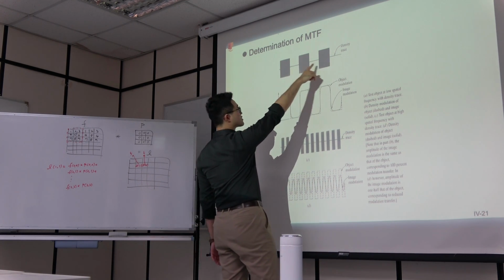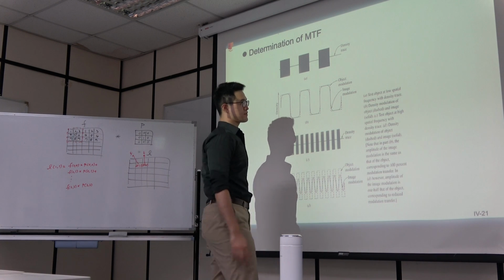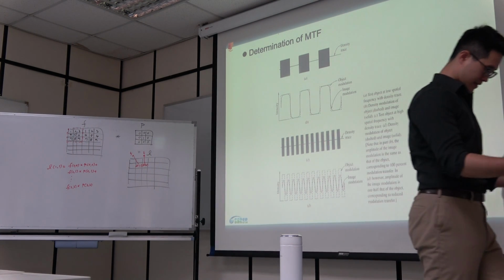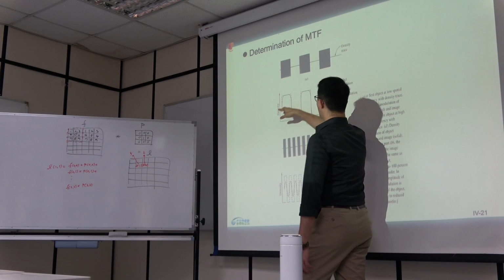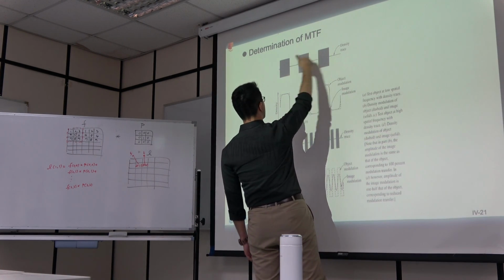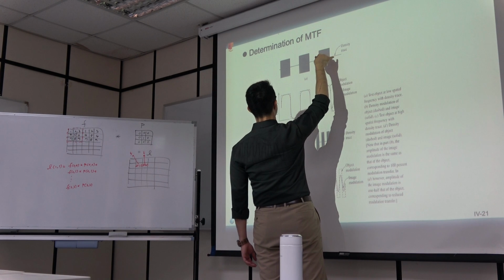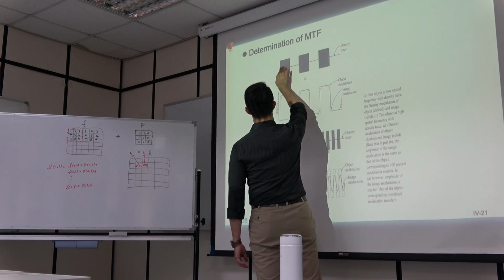So let's assume that the test pattern is this black, white, black, white. As you can see, here is a density trace. This is from an instrument called a microdensitometer. In Chinese, it's called 微密度计. The microdensitometer measures how much light has been absorbed at that location. So this density trace shows how much light has been absorbed at each location.